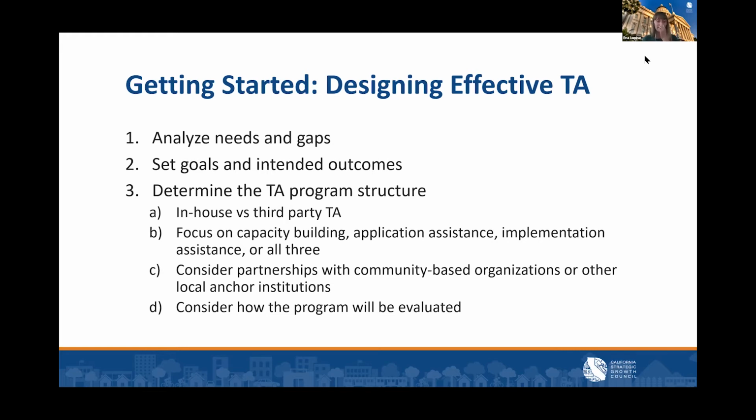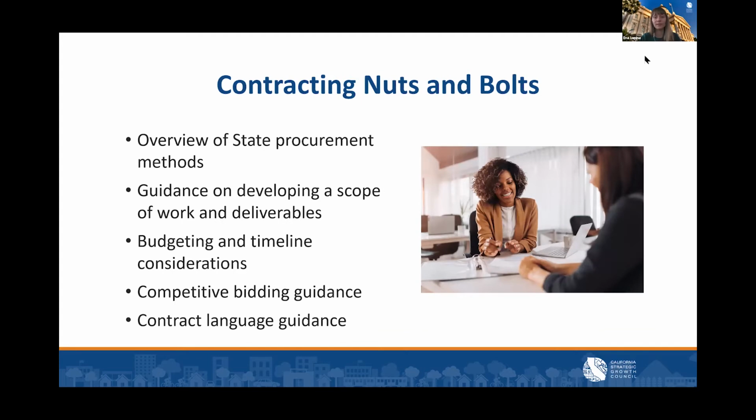The next is thinking about the structure of the TA in terms of partnerships, whether or not you're able to bring in community-based organizations or other local anchor institutions. And then lastly, thinking about how the program will be evaluated. This is something we talk about quite a bit in the evaluation section of the TA guidelines, but it's really important to think about evaluation from the very beginning as you design your program to make sure that the evaluation is able to help you measure your steps towards meeting the goals that you set out initially.